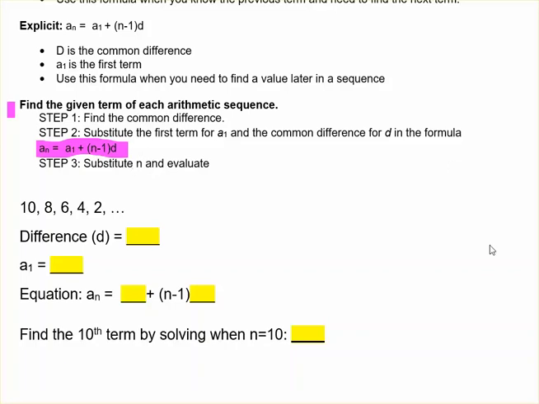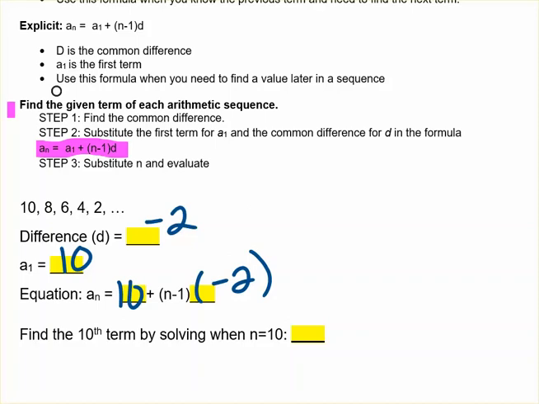Let's look at an example. Here I have a sequence 10, 8, 6, 4, and 2. You'll notice the pattern is that we're going down by 2. That means my difference is negative 2. So always make sure you pay attention to the sign. A sub 1 is the first term. In this problem, it was 10. So my equation, a sub n, is going to equal 10 plus n minus 1 times negative 2. We're going to leave our equation like that until we're ready to find a term.